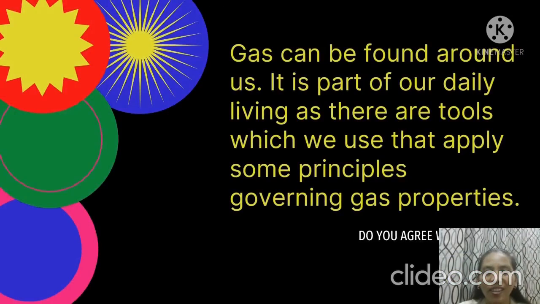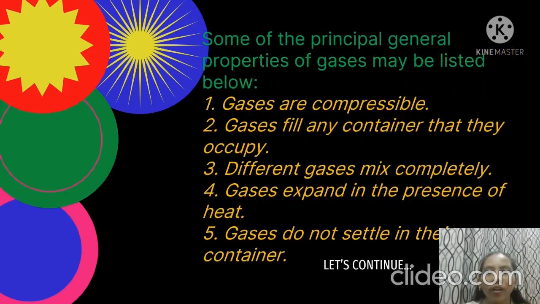Now remember that gas can be found around us. It is part of our daily living, as there are tools which we use to apply some principles governing gas properties. Do you agree with this? Here are some of the principal general properties of gases which may be listed below. Gases are incompressible. Gases fill any container that they occupy. Different gases mix completely. Gases expand in the presence of heat. And lastly, gases do not settle in their container.